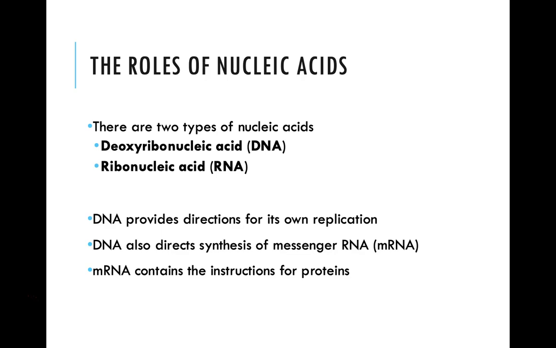So we said that DNA provides direction for its own replication. It also directs the synthesis of a molecule called messenger RNA. Now, messenger RNA is going to be used to make proteins. This process of DNA to RNA to proteins is called gene expression. It's how we get from the information encoded in our DNA out to the phenotype of the organism. And we're going to talk about that in Chapter 14, and for right now we're going to focus just on DNA and replication.